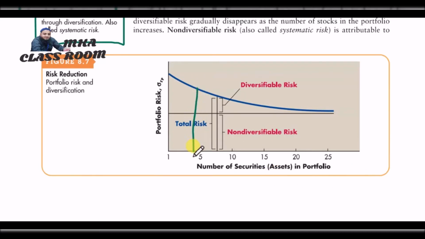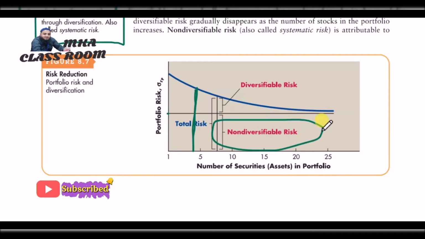You have to see the total risk, the combination of diversifiable and non-diversifiable risks. The risks which cannot be diversified are called non-diversifiable risks, or systematic risks. In this portion are the non-diversifiable risks, so they cannot be eliminated at all. You have to bear them whether you make a portfolio or not.